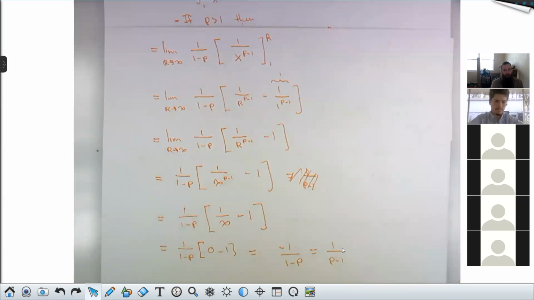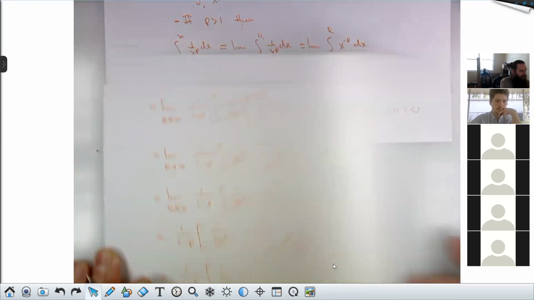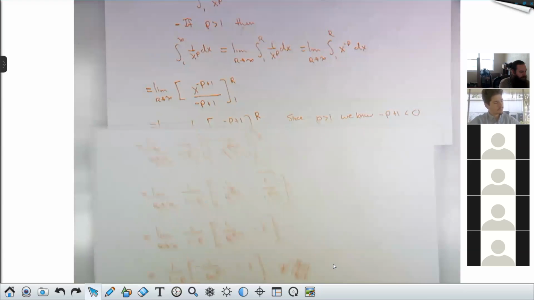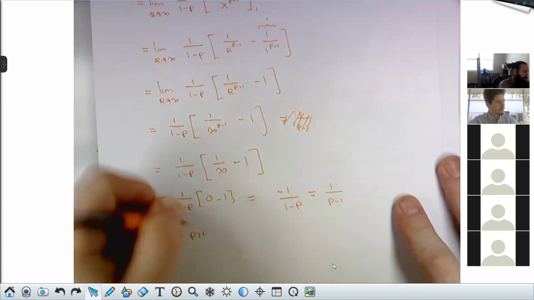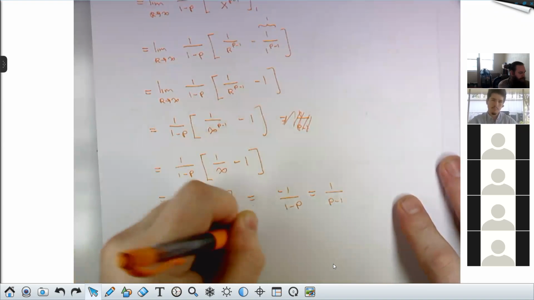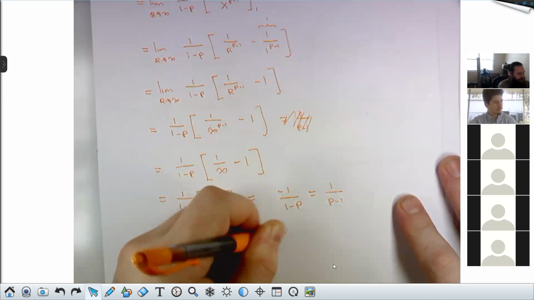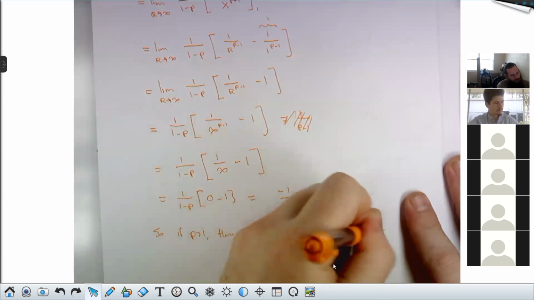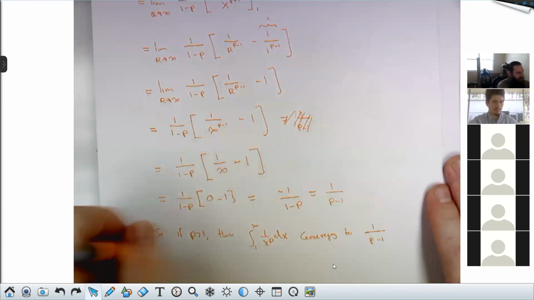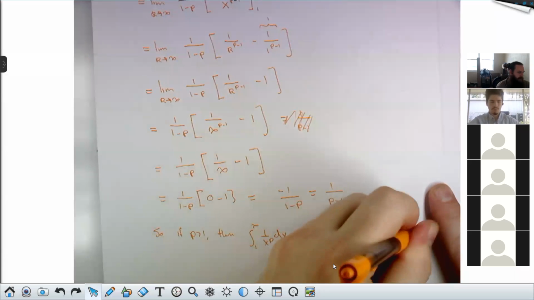Specifically, this is a finite limit, right? p is strictly larger than 1, so that denominator is definitely not 0. This is a positive number downstairs. So 1 divided by a positive number, that's a finite positive number. So if p is bigger than 1, then the integral from 1 to infinity of 1 over x to the p dx converges to 1 over p minus 1. Specifically converges. And that's the end of the proof.